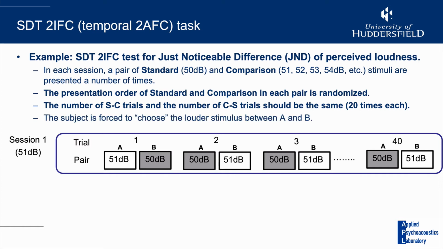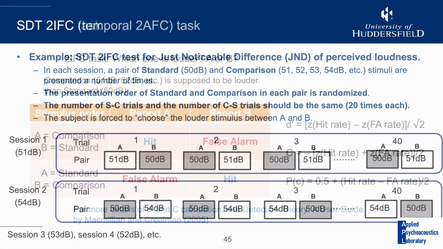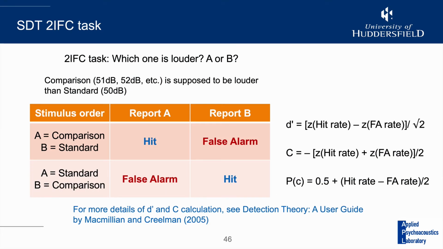Then the subject is forced to choose the louder stimulus between A and B, which is why it's called a forced choice task. And after finishing the session, we move on to the next session with a randomly selected stimulus intensity. Now let's talk about how we should interpret the responses from the 2IFC experiment.